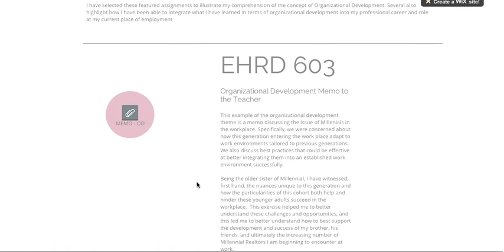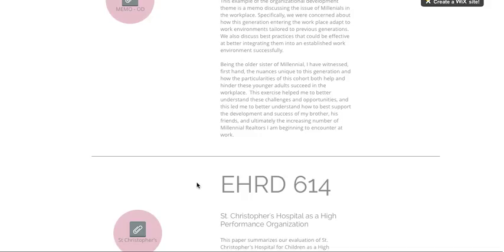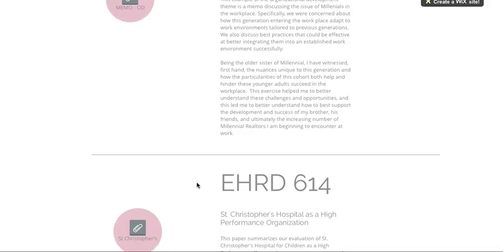This memo discusses the role of millennials in the workplace and the best ways to integrate them into an organization. A project I chose to showcase for this topic also was the EHRD 614 St. Christopher's paper. This project was originally designed for us to analyze the effects of a strategic human resources plan on a high-performance organization. However, this organization did not have a strategic plan. So this gave us the opportunity to offer recommendations for them to create a plan.